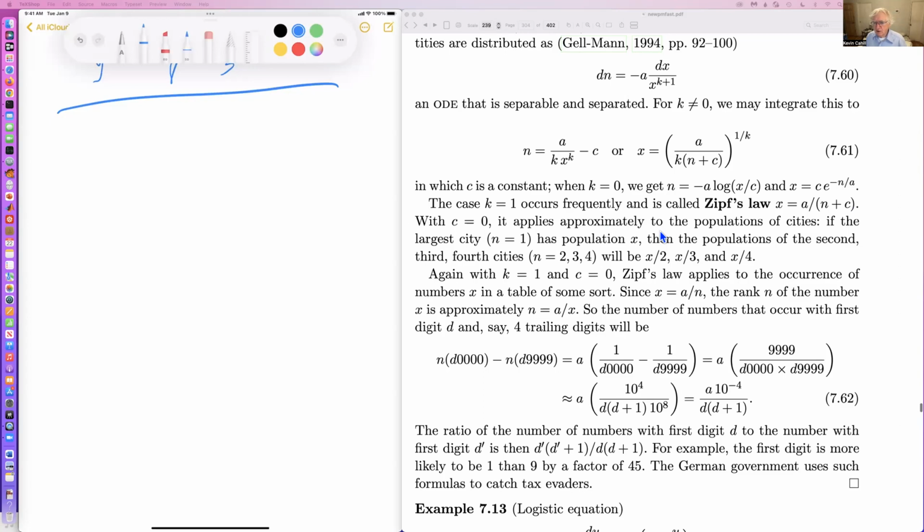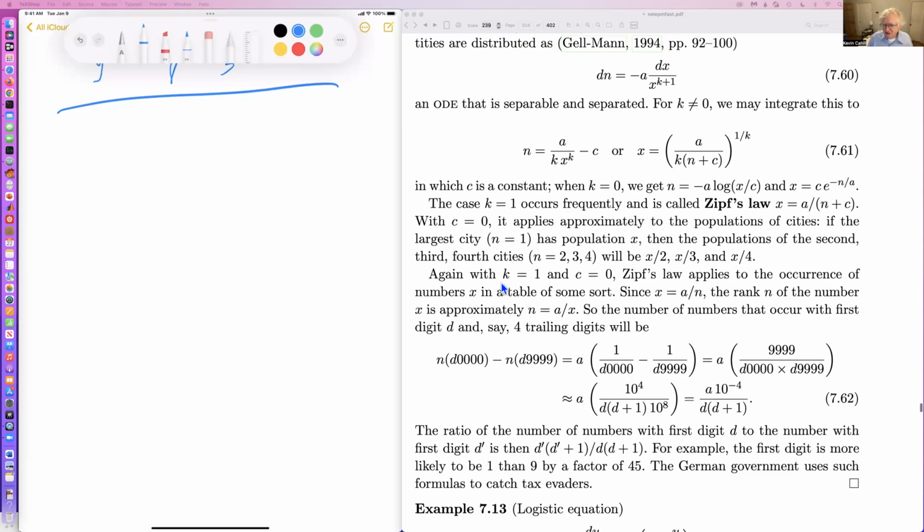With c equals 0, it applies approximately to the populations of cities. If the largest city in a country has population x, the second largest has population x over 2, the third largest x over 3, the fourth largest x over 4. Of course, these are approximate values.